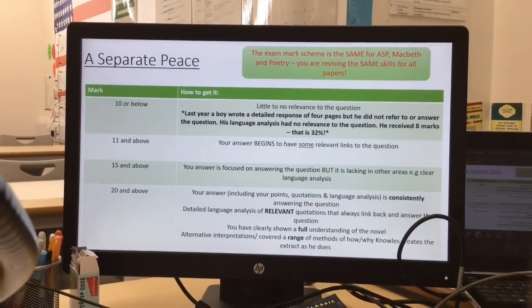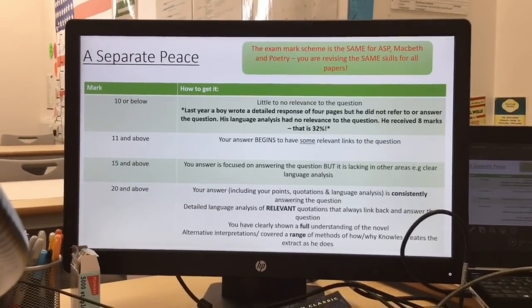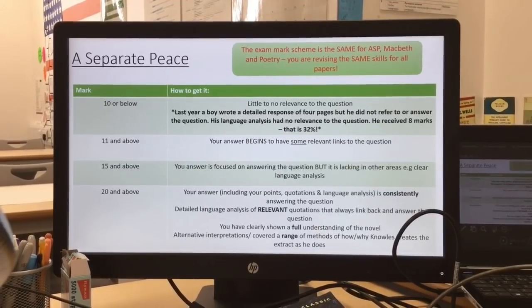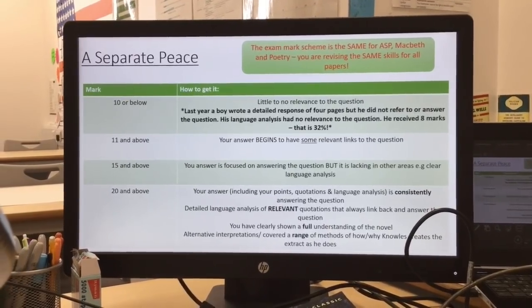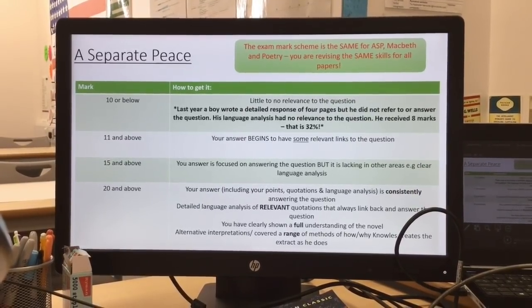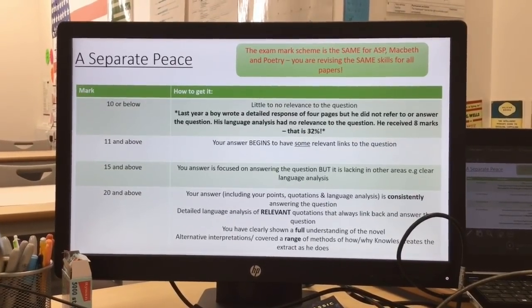Hi Year 11, I'm going to quickly talk you through your exam for tomorrow with some quick revision tips for a separate piece. But the skills that I'm going to be talking about can be applied to your Macbeth exam and your poetry exam because the mark scheme is exactly the same for all of those. So a quick reminder of what we went through in January after your mocks for the mark scheme.